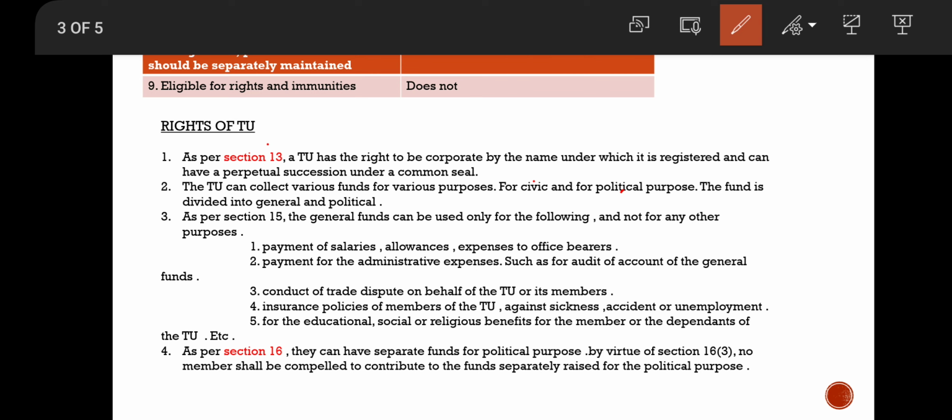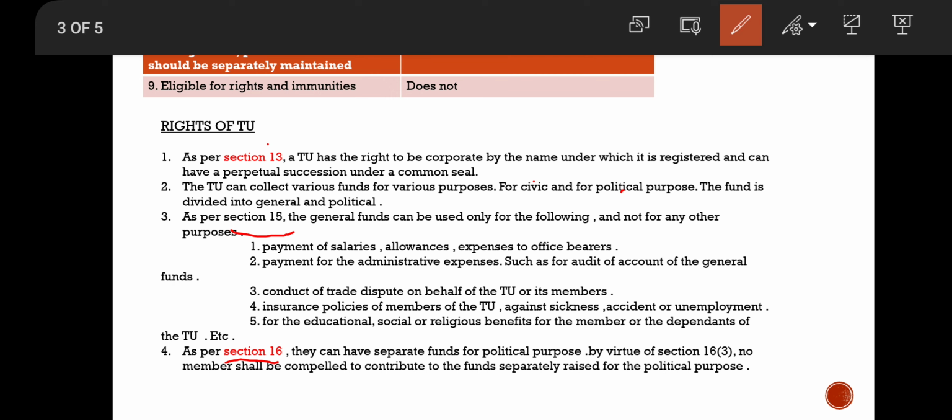It can be for civic purpose or for political purpose, and based on the same, the funds of the trade union are divided into general funds and political funds. The requisites with regard to the general funds are mentioned under section 15, and the requisites of political funds are mentioned under section 16. I'll once again explain. The trade union can collect funds, and the funds are of two types, that is general funds and political funds.